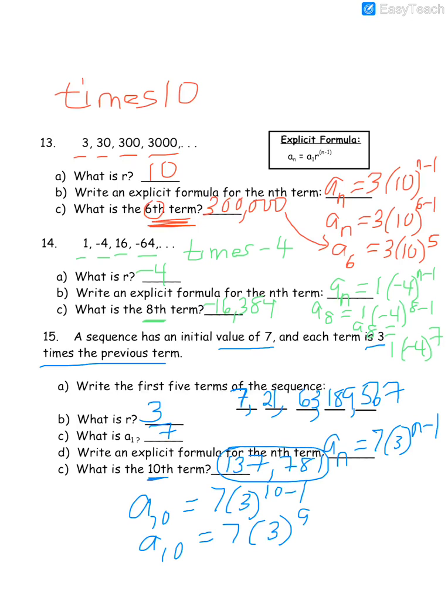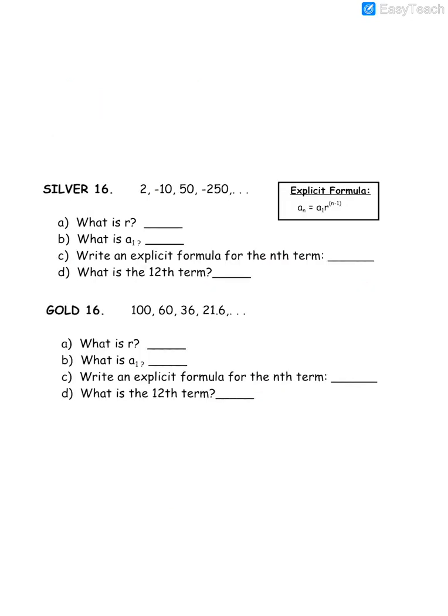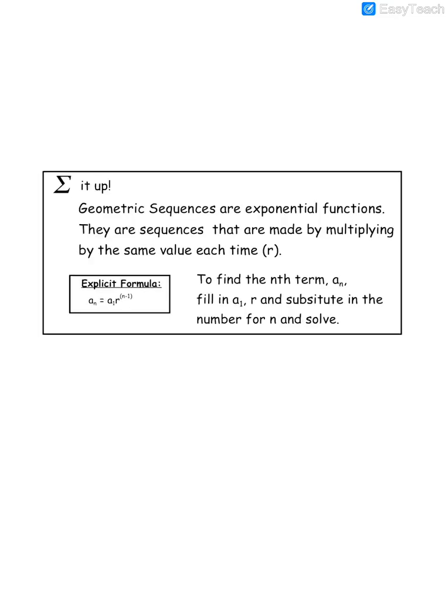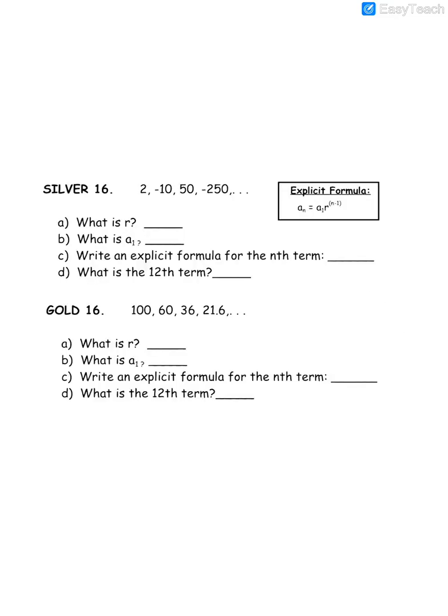Okay, let's keep going. All right, so we're on to silver and gold, and then we're on to sum it up. I'm going to do silver, sum it up, and then head back to gold. So let's take a look here. For silver, I gave you the sequence 2, -10, 50, -250. And I'm asking you, what am I multiplying each by to go from one to the other? If you notice, each of the signs is alternating, so I'm probably multiplying by some sort of negative number. What is that negative number? How do I get from 2 to -10 and -10 to 50? I'm multiplying by -5. That's my r.